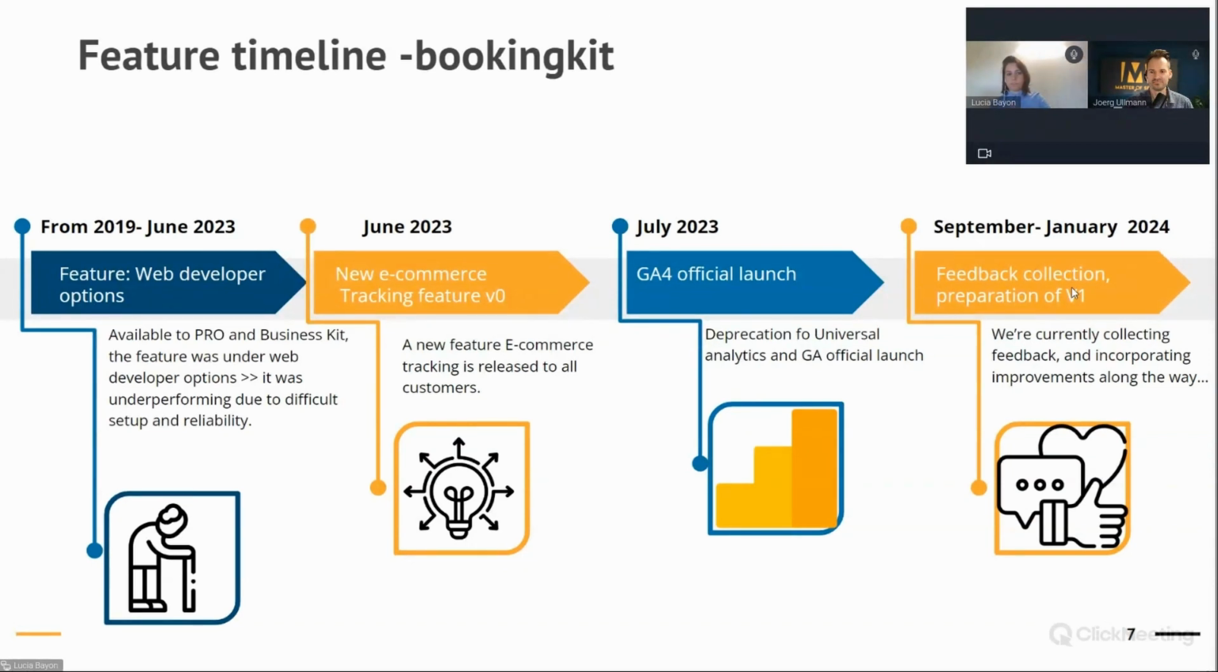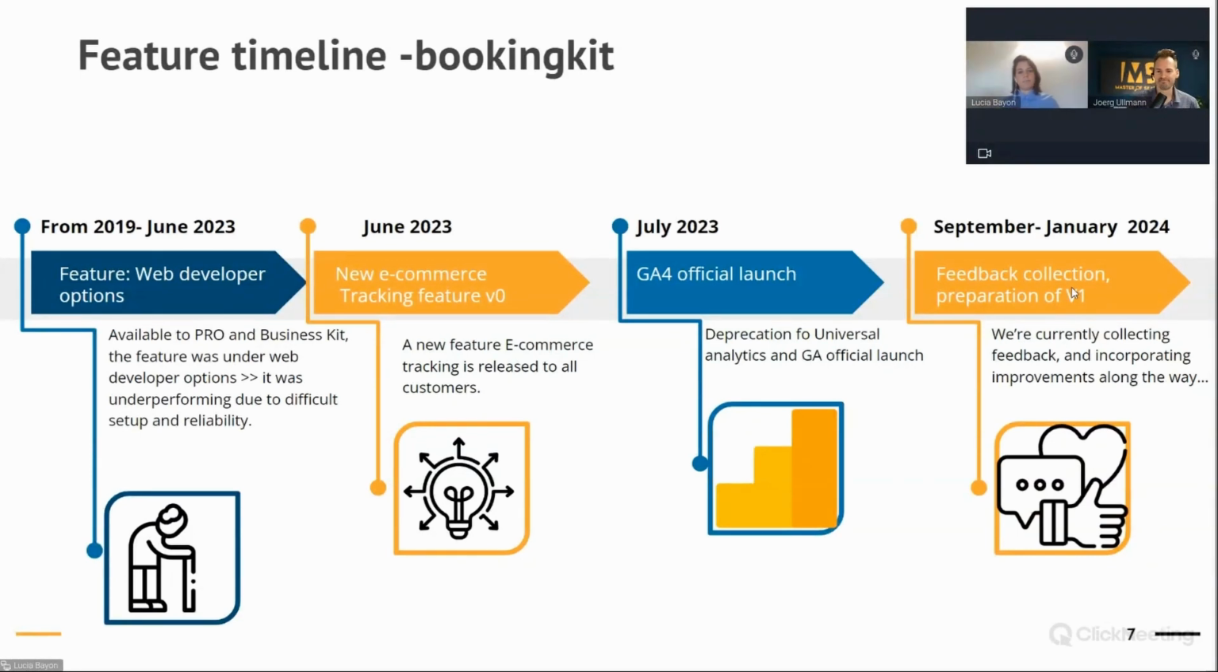So before June 2023, and even before I joined, there was a feature released, which was the web developer options. That feature is and has been available to the top tier, so to Pro and Business Kit. And it was the feature that was used for tracking purposes. This feature was underperforming. It did have some difficulties when it comes to the setup and its reliability.